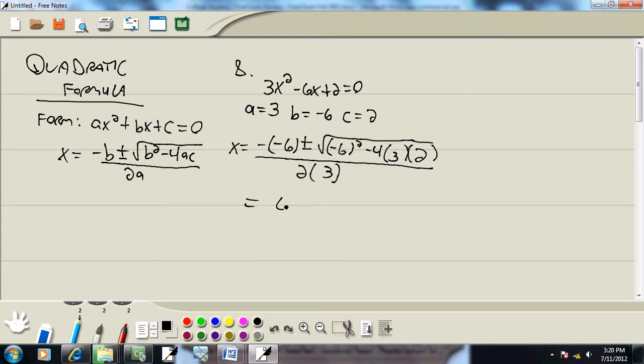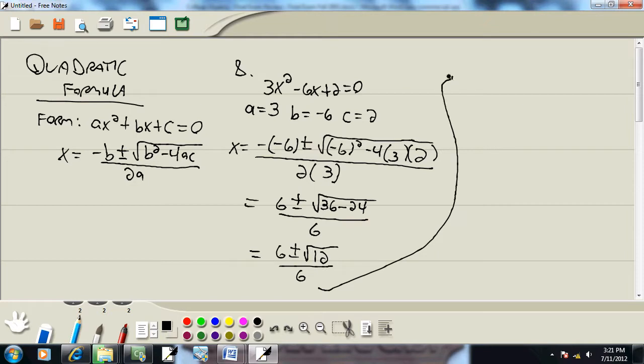Now, negative negative gives us a positive. So that's positive 6 plus or minus square root of negative 6 squared, which is 36, minus 4 times 3, which is 12, times 2, which is 24, all over 2 times 3, which is 6. Now 36 minus 24 gives us 12.